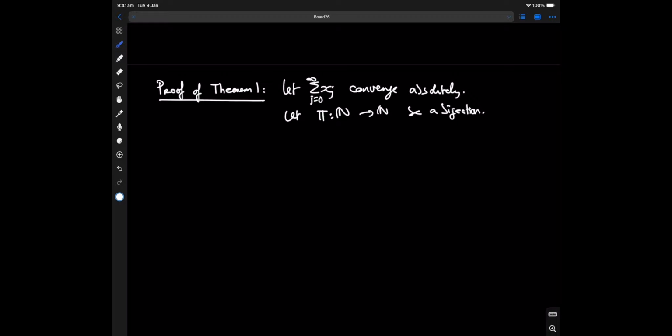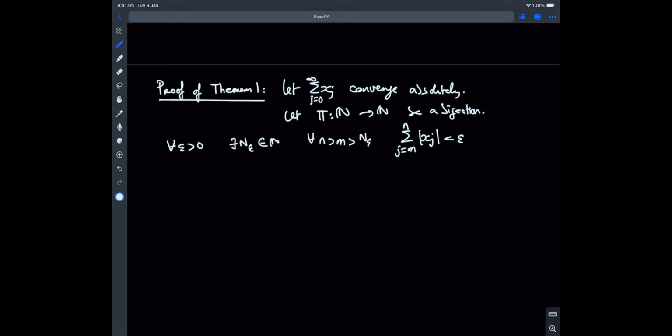Right, so let's start with the Cauchy criterion for the sum of the absolute values of xj. So absolute convergence gives me that for every epsilon there exists a capital N epsilon, that depends on epsilon, such that for every little n greater than little m greater than N epsilon, the sum of the xj in absolute values, if I take it between m and n, is still going to be smaller than epsilon. Right, now let's fix an epsilon and let us try to prove the same thing for the x pi j's.